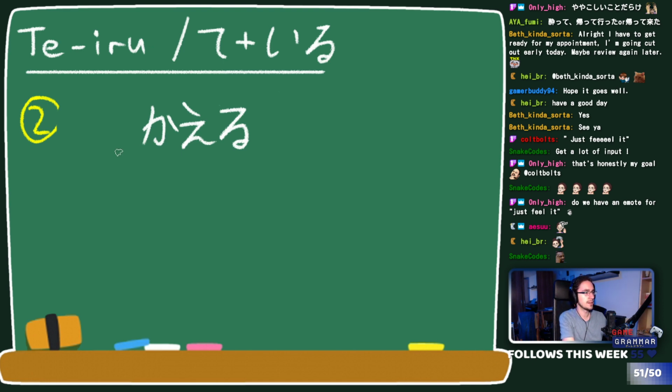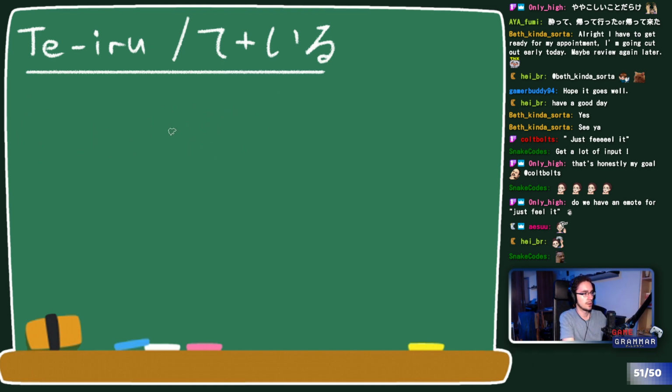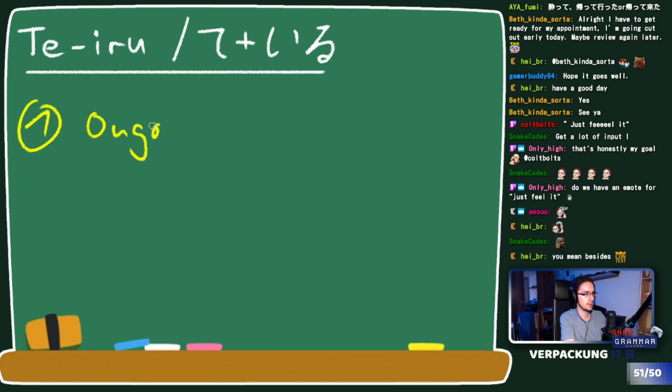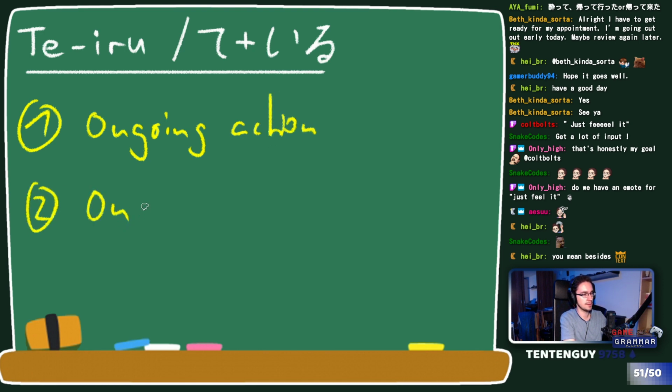So what is Te-Iru? It has two usages, which I split up into 1 and 2. 1 being ongoing action, and 2 being ongoing result. Those are the main things. And again, 食べている, I'm eating right now, that's an ongoing action. アメリカに行っている, that's an ongoing result.